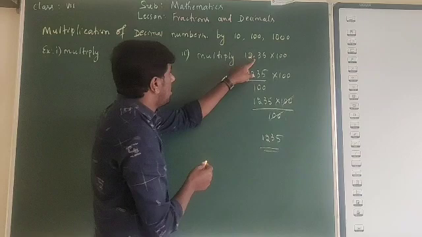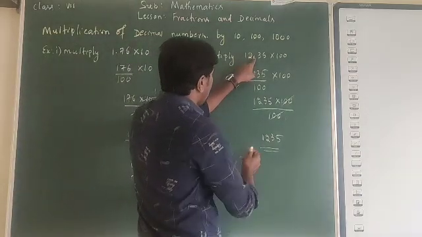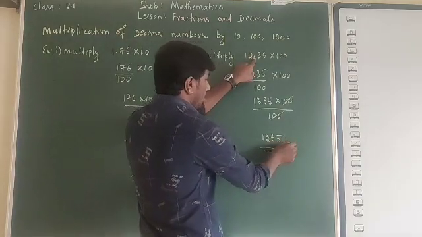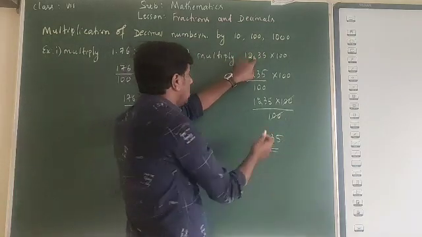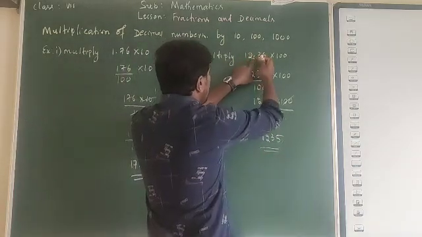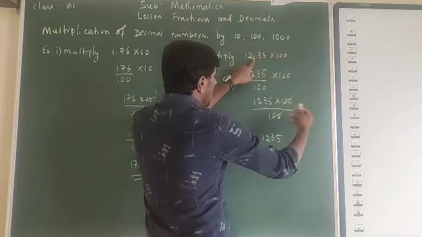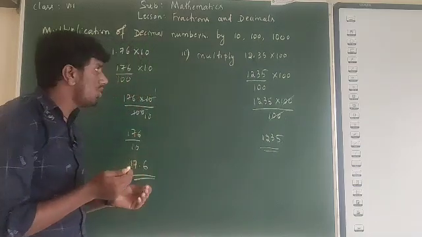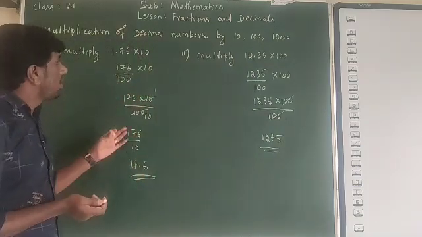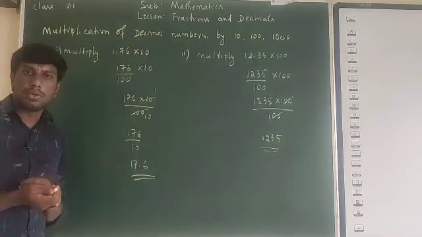Here also, the decimal point is shifted 2 places. 1, 2, 3, 5. The decimal point will be at the last, right? We know that. So the decimal point was shifted 2 places right side. So what is the conclusion by observing these 2 examples?